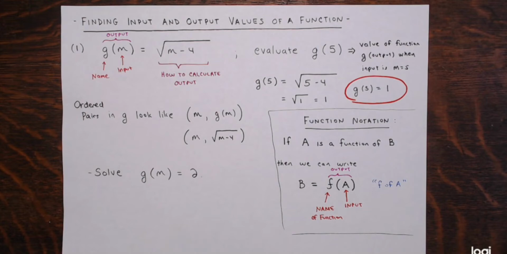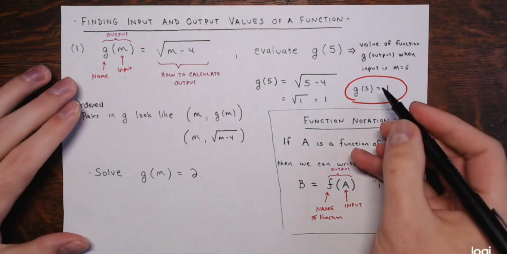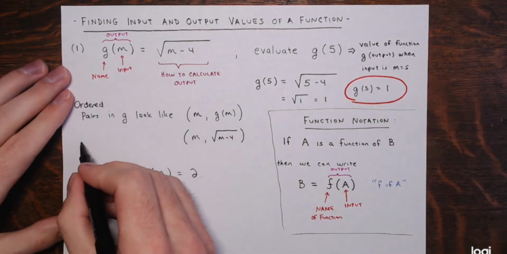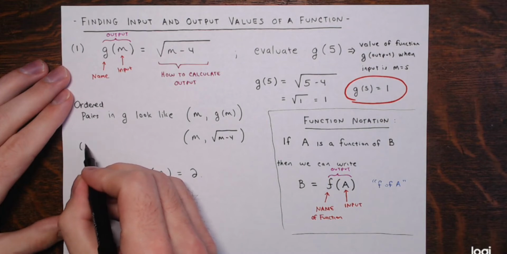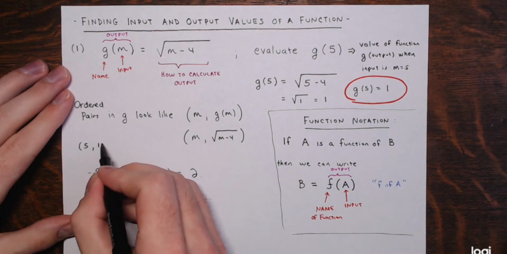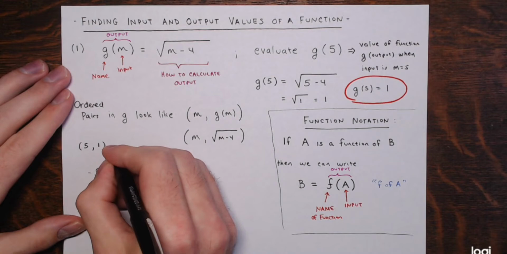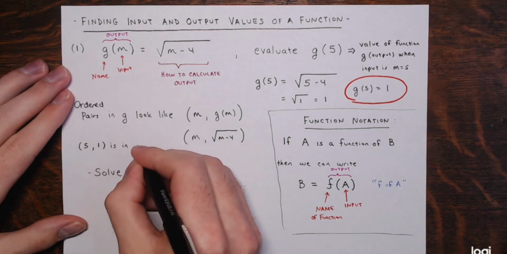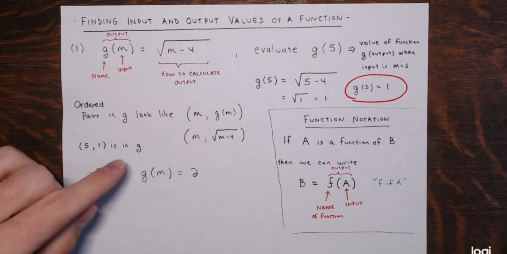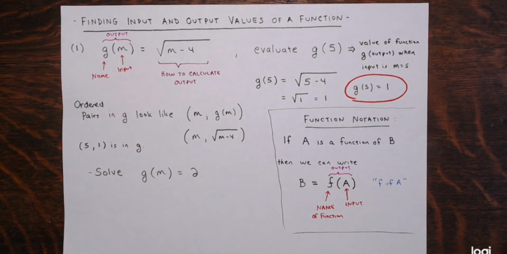Now something else you could say then is that the ordered pair 5, comma 1 is in the function g, or would be on the graph of g if you were graphing g. Let me show you this.